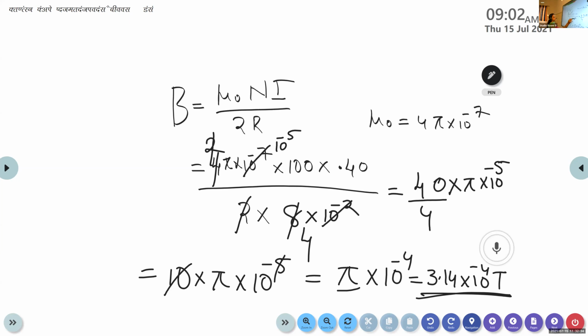Here we cut this 10 raised to minus 2 with this 10 raised to minus 7, so we get 10 raised to minus 5. 4 by 2, so here we get 2. Again this 2 cuts with this 8, it becomes 4. 100 into 0.40 is 40. 40 divided by 4 into what is left, pi into 10 raised to minus 5. So finally we get 10 into pi into 10 raised to minus 5. This 10 cancels here, so it becomes pi into 10 raised to minus 4, which is equal to 3.14 into 10 raised to minus 4 Tesla.